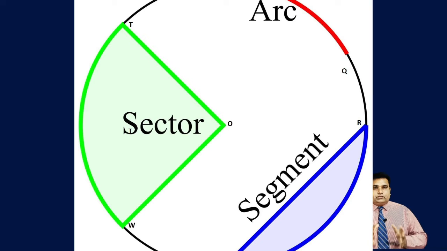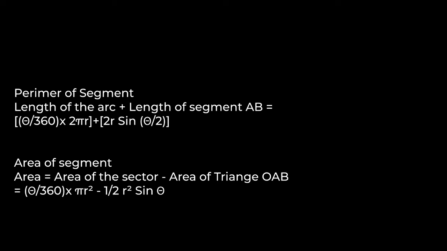And what is the perimeter of the segment? We can easily find it out. There is a direct formula for the perimeter of a segment, which is the length of the arc plus the length of the chord AB. The direct formula is theta upon 360 into 2 pi r plus 2r sine theta upon 2. That way we can find the perimeter of the segment.